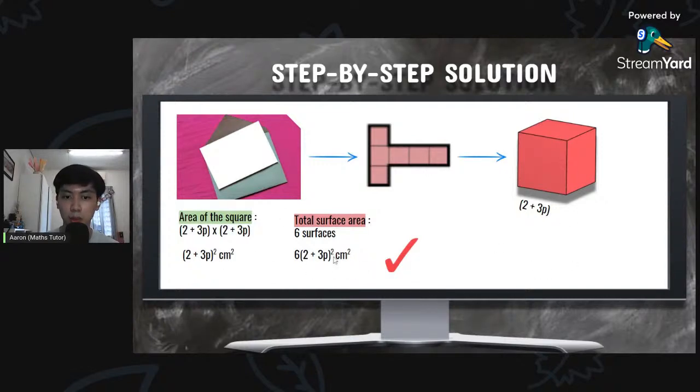If you know how to open the bracket, kalau kau tahu macam mana nak buka bracket ni, you can try also. But for your syllabus here, this will lead you to the quadratic equation. Kita belum belajar lagi. You'll learn in a higher level, maybe next year or next 2 years. So this is how you calculate the total surface area.